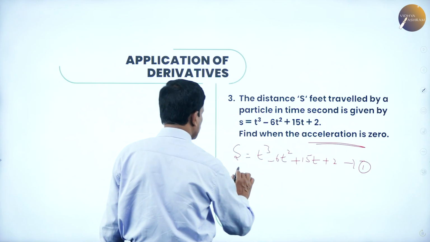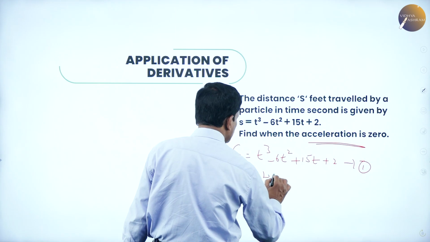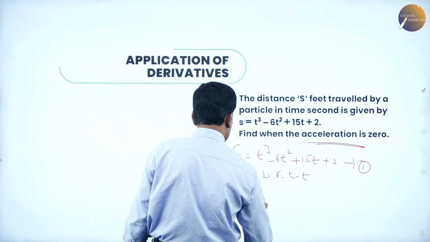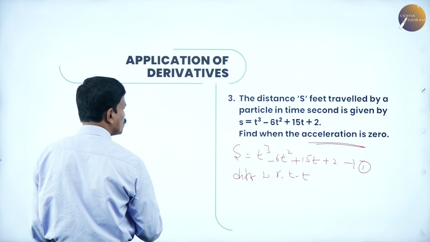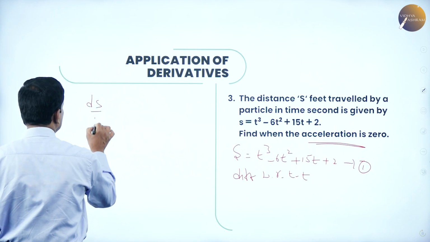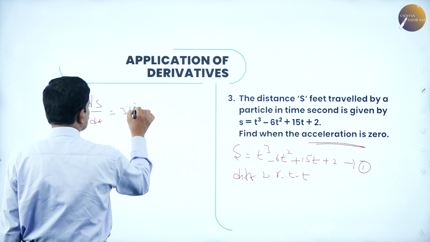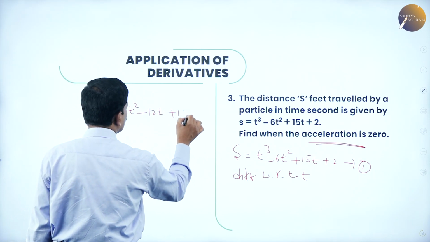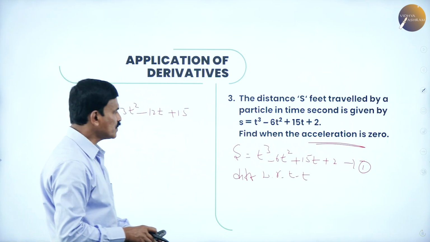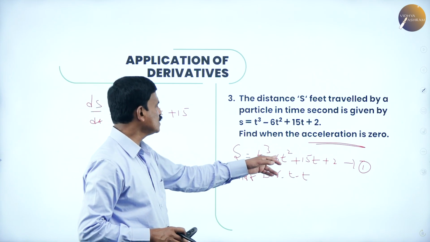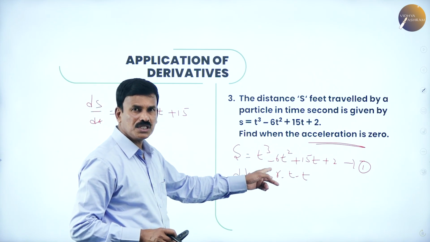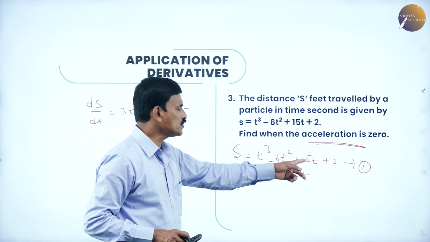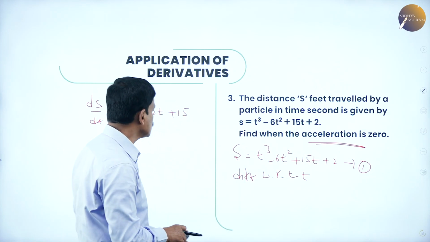Differentiate with respect to t. Differentiating with respect to t, if you differentiate this, what will you get? You will get ds by dt is equal to 3t square minus 12t plus 15. So, the differentiation of t cube is 3t square; for 6 constant, t square is 2t, 2 into 6 is 12t; for 15t, the derivative of t is 1, so 15; plus 2 constant, which is 0.